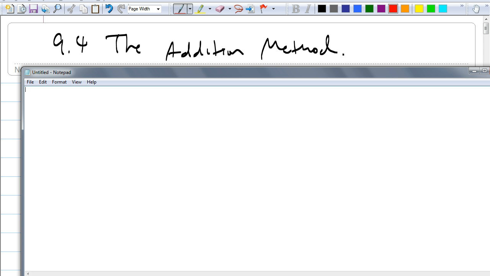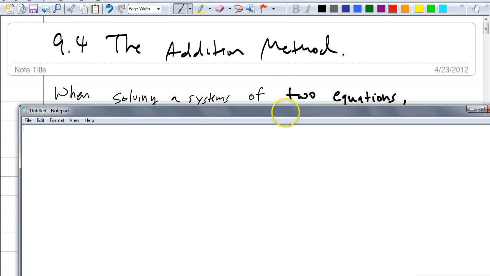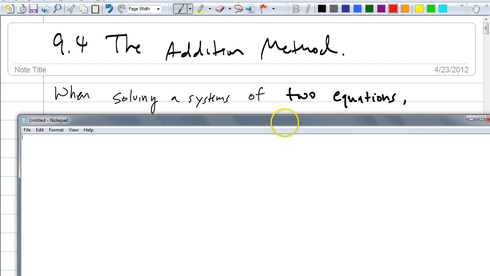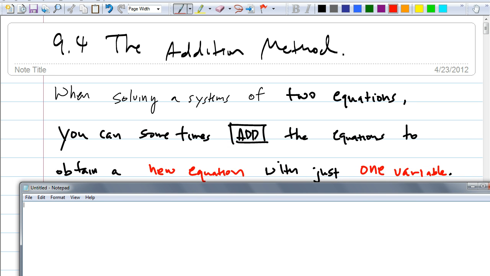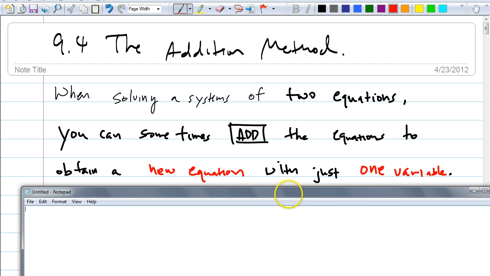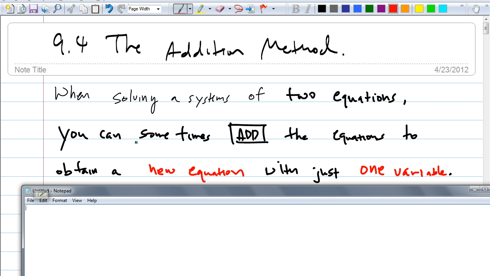So to solve systems of linear equations, we have this method called addition method. What is it? Well, it's this. When solving a system of two equations, you can sometimes add the equations to obtain a new equation with just one variable. It says sometimes. Actually, it turns out you could do this every time. But we'll get there in a minute.